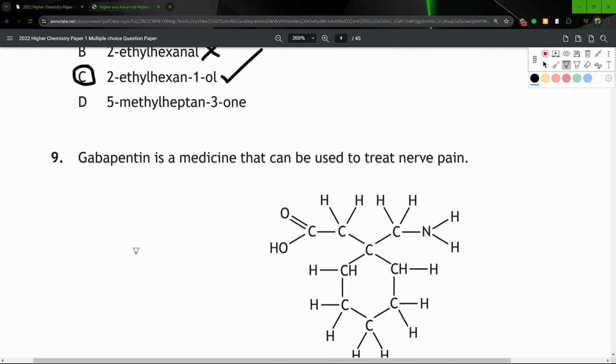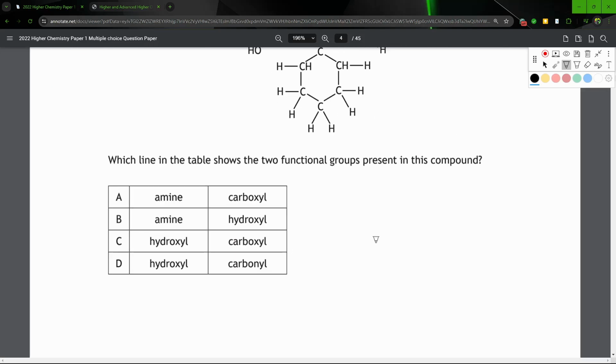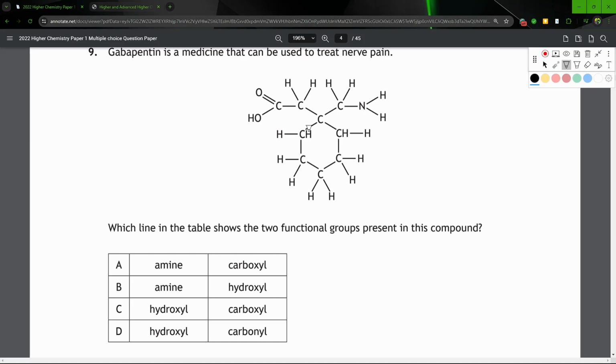Gabapentin is a medicine that can be used to relieve nerve pain. Which line of the table shows the 2 functional groups present in this compound? Okay, well, I see quite a lot of amine groups. Got an amine group there. And then over here we have a carboxyl group. So that means it must be A, because you've got amine and carboxyl.